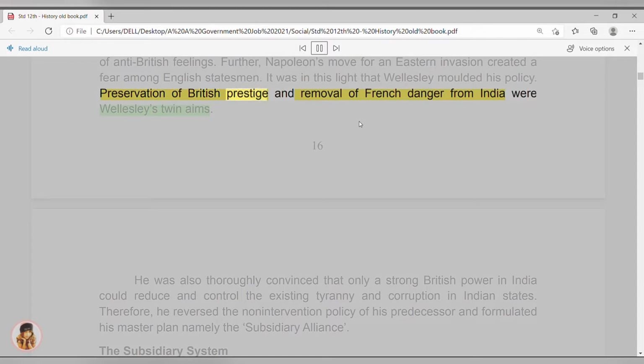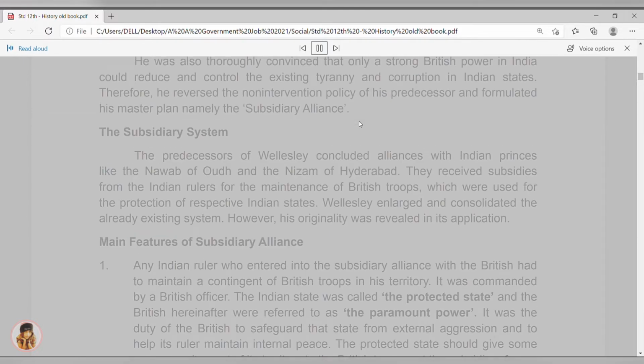Preservation of British prestige and removal of French danger from India were Wellesley's twin aims. He was also thoroughly convinced that only a strong British power in India could reduce and control the existing tyranny and corruption in Indian states. Therefore, he reversed the non-intervention policy of his predecessor and formulated his master plan, namely the subsidiary alliance.